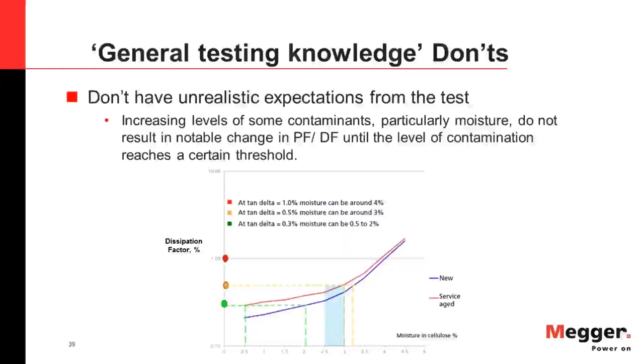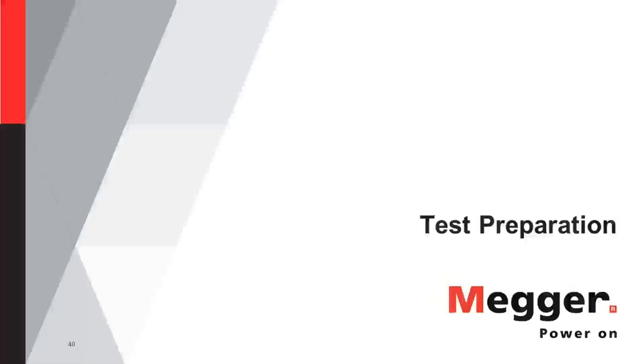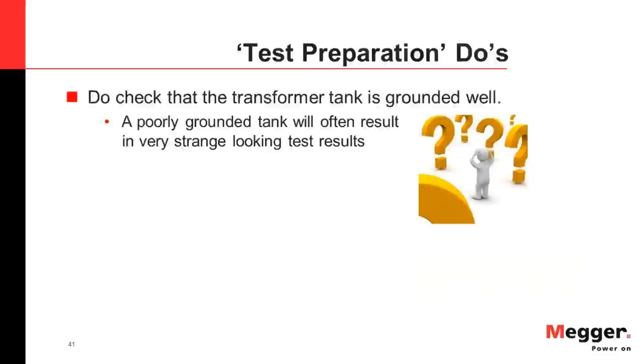So test preparations is our next category, and these do's and don'ts were probably what you were expecting. So not to disappoint, I have these two. The first one being to make sure to check that the transformer tank is grounded well. A poorly grounded tank will show itself in your test results. They will look horrific, really. In fact, this is one area where you may see negative power factor results in your measurements.